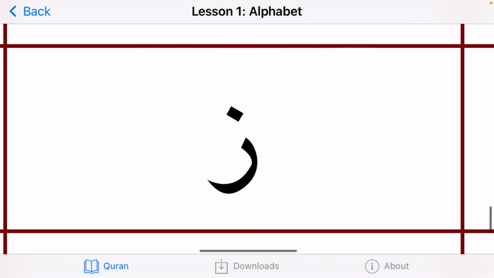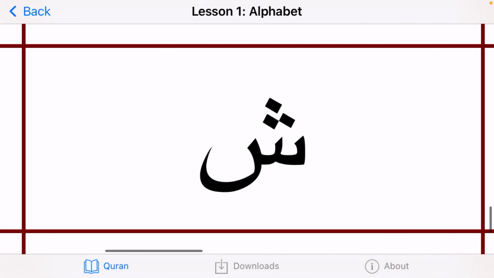This one is za. If you said zal, then it's wrong. They don't look similar, but if you're missing that, then it's za. The difference between za and ra is that za has a dot above and ra has no dots.